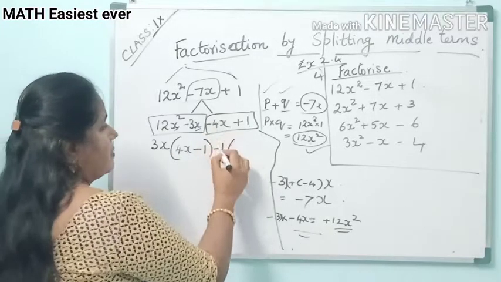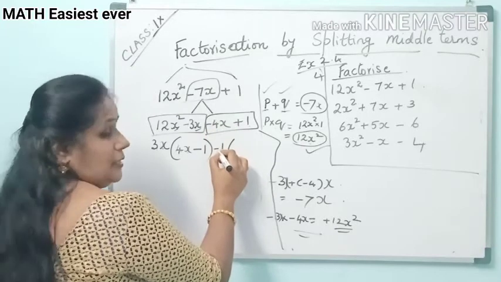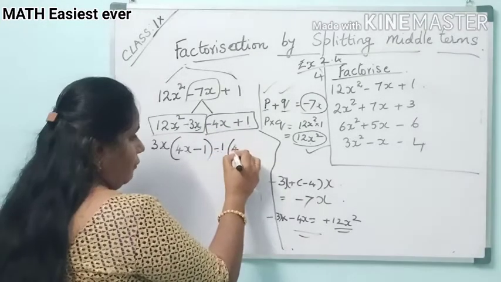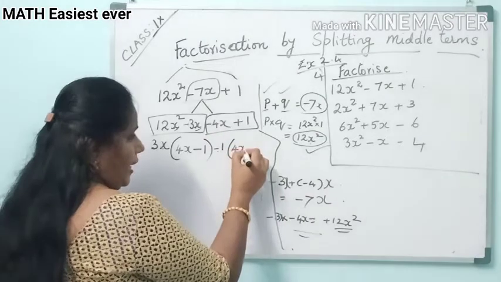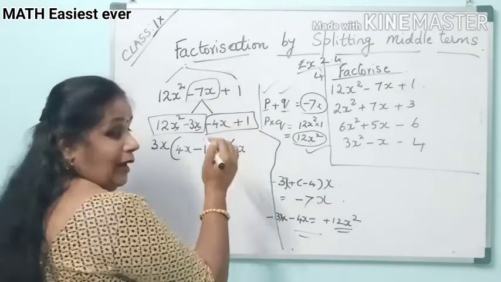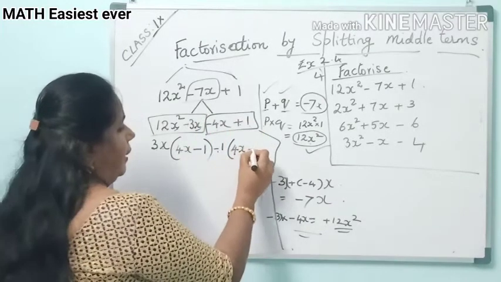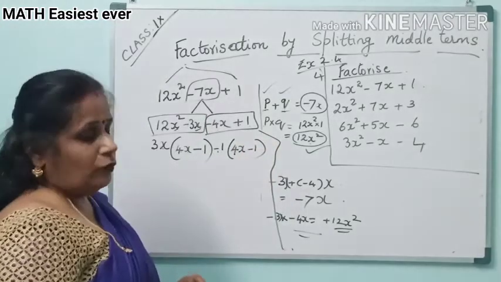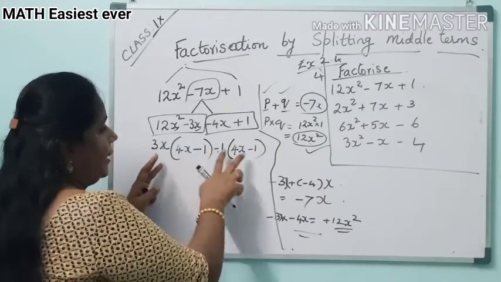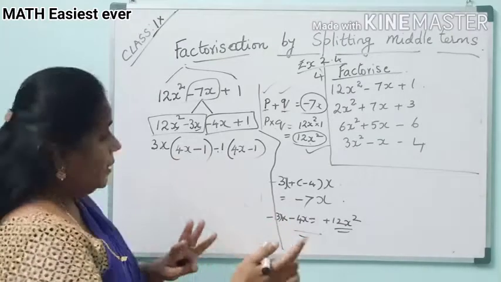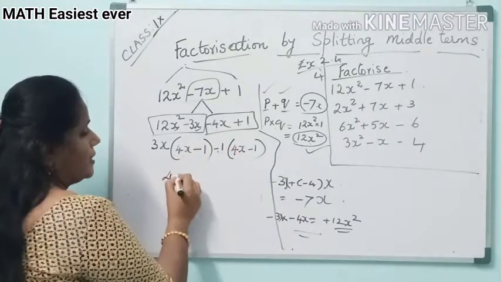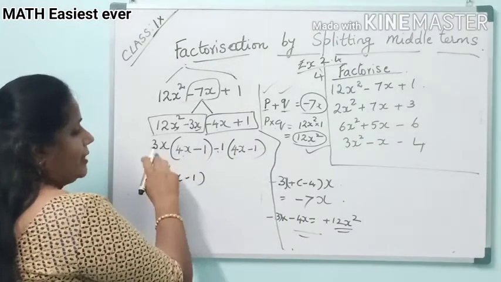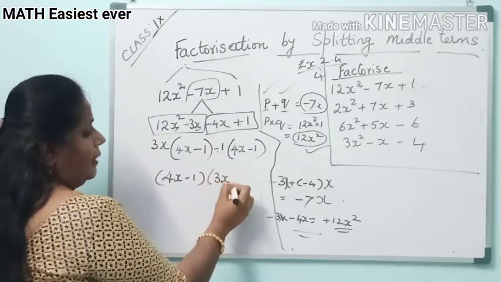So if I take minus 1 outside, minus divided by minus is plus, 4 divided by 1 is 4 and x divided by 1 is also x. Plus is here, you have taken minus 1 outside, so I will write minus 1 inside. Now 4x minus 1 is common to both. So I will take 4x minus 1 out as common. What is left there? 3x minus 1.